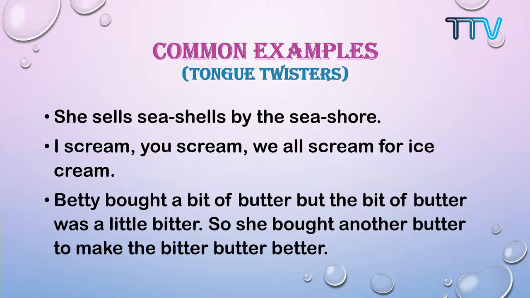Tell your friends to read it fast, and what happens then? Your tongue starts twisting, right? So, you can see alliteration. Betty bought a bit of butter. Betty bought, they're adjacent, consecutive. And then you see bought a bit. In between there's the word a, but it's very closely connected. But the bit of butter was a little bitter, so she bought another butter to make the bitter butter better. This tongue twister is written in another way also. This is just to help you get an idea about what alliteration looks like.